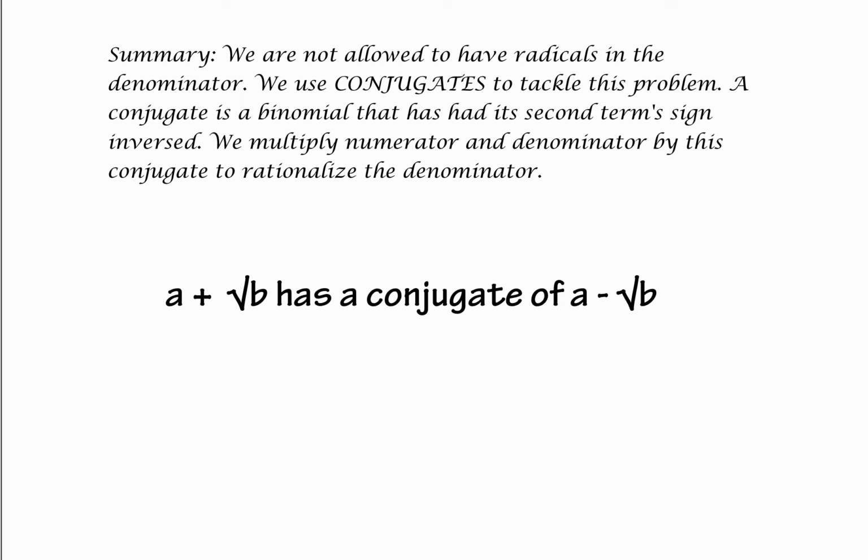So the summary. We're not allowed to have radicals in the denominator. We use conjugates to tackle this problem. A conjugate is a binomial that has had its second term sign inversed. We multiply numerator and denominator by this conjugate to rationalize the denominator. And I'm going to add one thing here. That's if the denominator is a binomial. I should have really put that in here. And we use conjugates to take care of binomials, right? Because if you had a monomial, then it was simple.